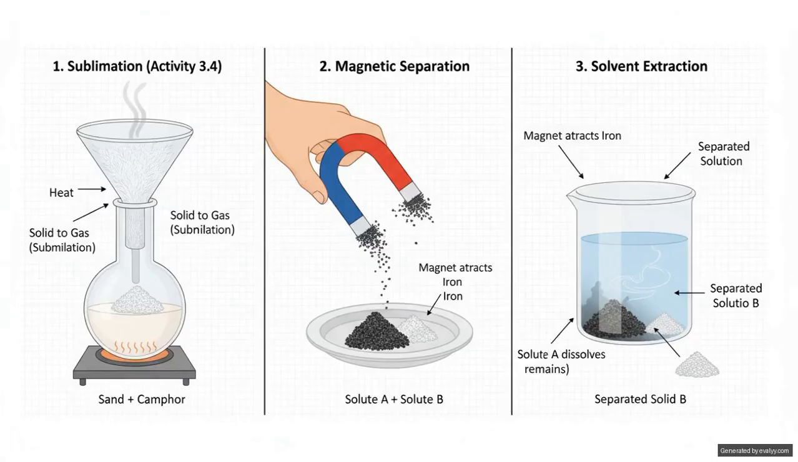Other methods for solid-solid mixtures include sublimation, where one component changes directly from solid to vapor upon heating, like camphor from salt. Magnetic separation uses a magnet to separate magnetic components, such as iron, from non-magnetic ones. The solvent extraction method is used when one component is soluble in a particular solvent, allowing it to dissolve and then be separated, for example, salt from sand. These methods are crucial for separating different types of solid-solid mixtures.